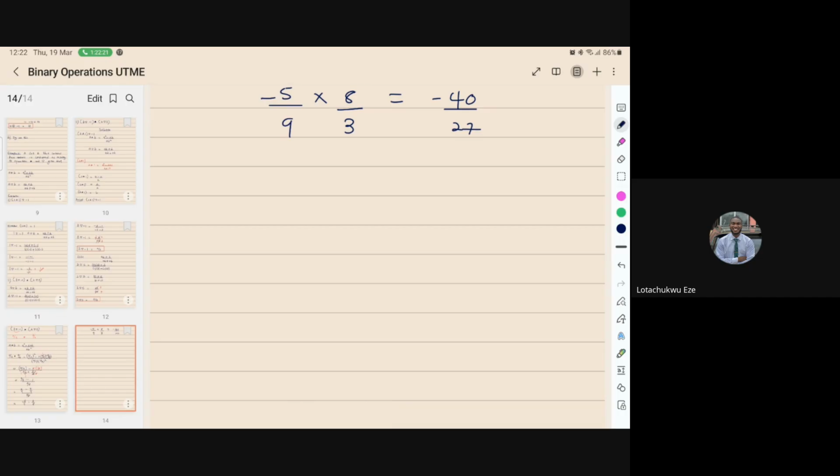And what is that? It means that 3 * (2 * 5) is equal to minus 40 all over 27. All right, so that's the worst case scenario you could have as related to this. So let's quickly solve past questions and let's see what it looks like.